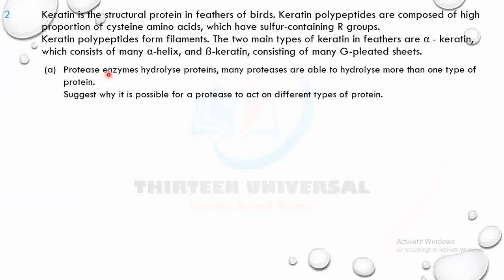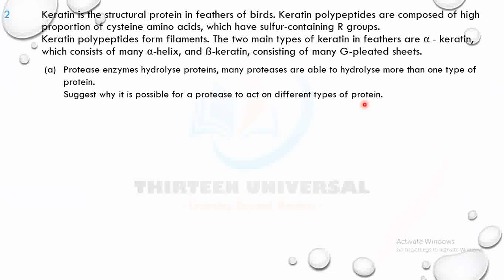How is an enzyme able to hydrolyze more than one type? Suggest why it is possible for a protease to act on different types of protein. Pause the video and try to solve the question. So why is it possible for a protease to act on different types of protein?